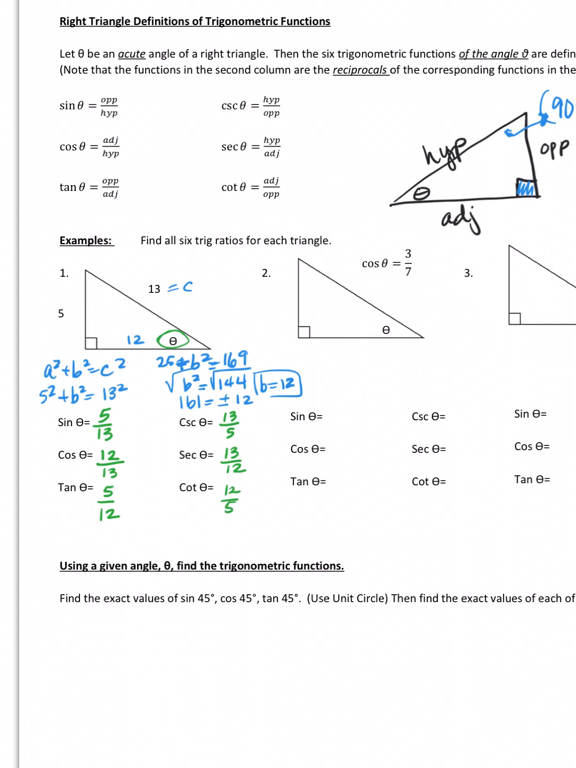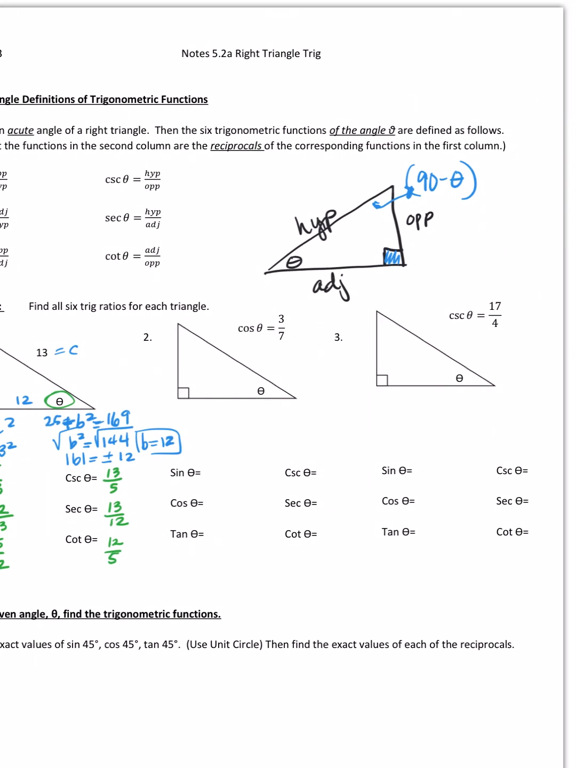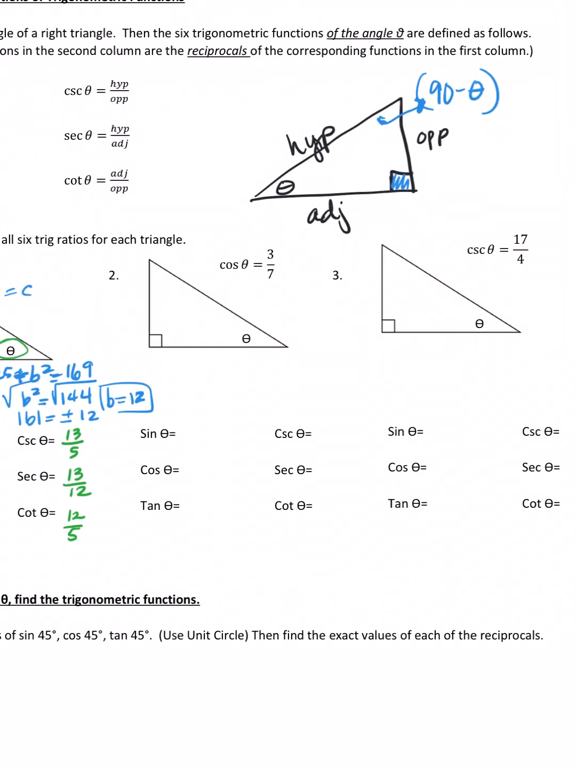Okay, not so bad. Let's try another way this could be asked. Look at number 2. This one doesn't give me side lengths per se, but it does tell me a ratio. The cosine of theta is 3 over 7. So I have to stop and think. Cosine is adjacent over hypotenuse. So that means my adjacent side is 3, my hypotenuse is 7.